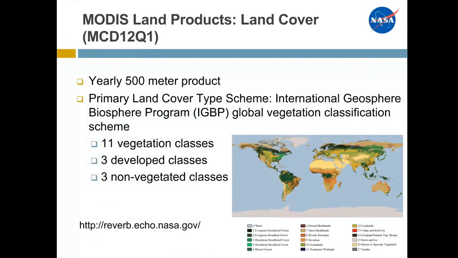The MODIS yearly land cover product incorporates 5 different classification schemes that describe land cover properties derived from observations spanning a year. The primary classification scheme identifies 17 classes defined by the International Geosphere-Biosphere Program, which includes 11 natural vegetation classes, 3 developed land classes, and 3 non-vegetated land classes. The data have a spatial resolution of 500 meters and can be downloaded from the EOSDIS Reverb website.